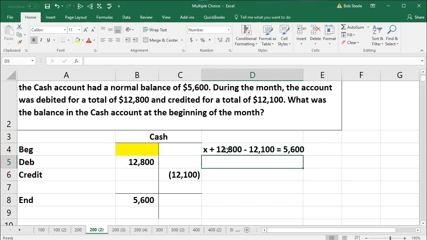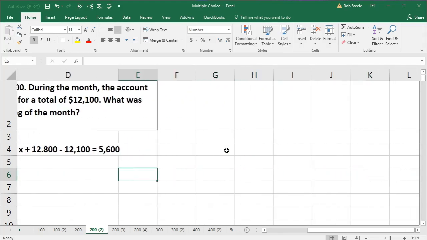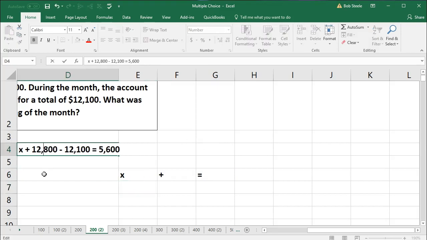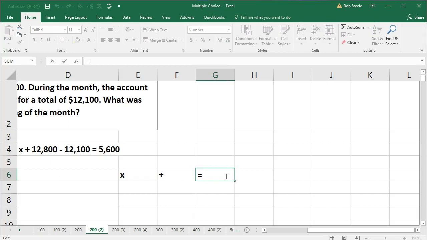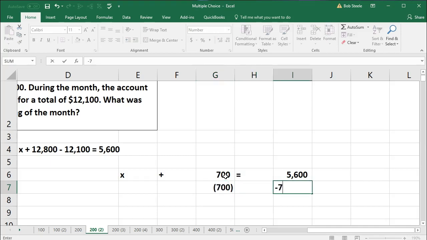So if we were to work that out here, I'm going to work that out over here. We can say that we have x, and that's going to be adding 2, and by the way, this should not be a 0.8. That should be a comma. And so we're going to say that's going to be equal to, and if we do the subtraction, 12,800 minus the 12,100, we get the 700, and that's going to be equal to the 5,600. And then, of course, we're going to subtract the 700 from both sides, 700 and 700.